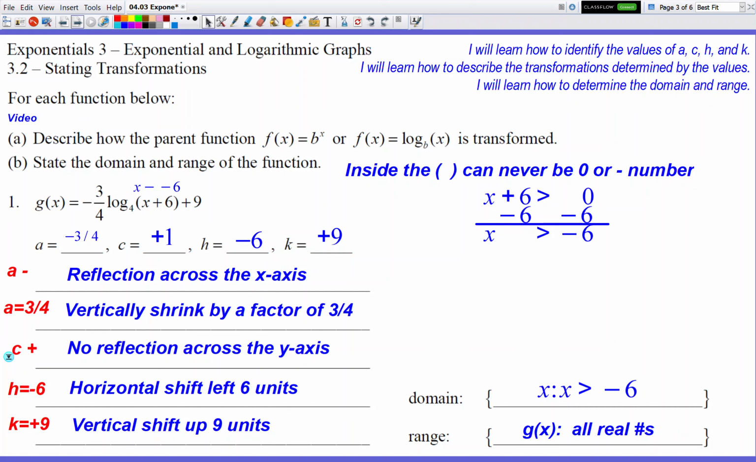So here's my minus sign, right? X minus, that's your minus sign. And what's after that minus sign? Negative 6. So negative 6 is your h value. Yeah, your c value is going to be positive 1 because there's nothing in front of your x.